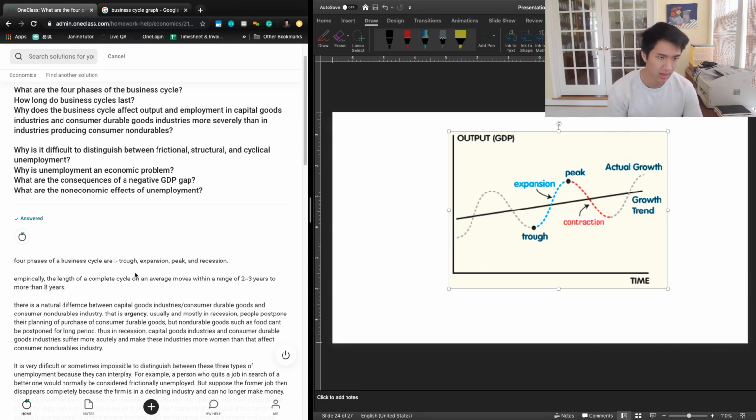The second question says, how long do business cycles last? This seems to be purely an empirical, memorization, fact-based question, no calculation involved. I believe the answer is about 5.5 years, but that's really just an average, and it can range anywhere from 2 years to maybe even longer. So let's take a look at the previous tutor's answer. They said empirically, the length of a complete cycle on average moves within a range of 2 to 3 years to more than 8 years, and so it's somewhere in that range, I believe.